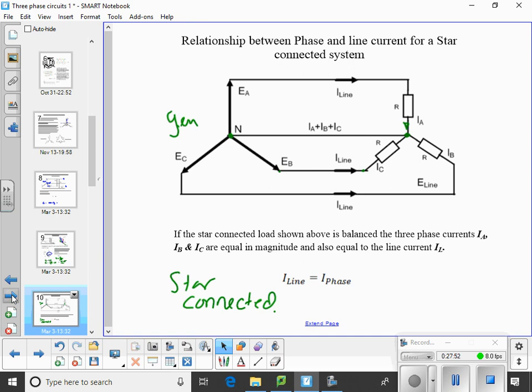But when you look at it voltage-wise, this voltage and that voltage add together to become the line voltage between those two. So in star connected, line voltage and phase voltage are different, currents are the same. Yeah? Right?